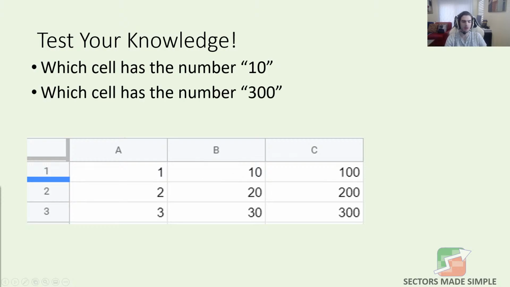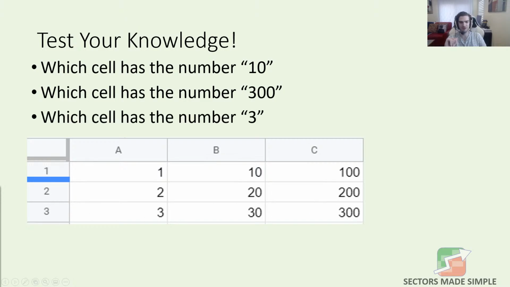Now, what cell has the number 300 in it? And as a reminder, you always do letter first and then number. So letter, then number. If you said C3, you would be correct. Again, we go down the column and find the 300, then across is row 3.